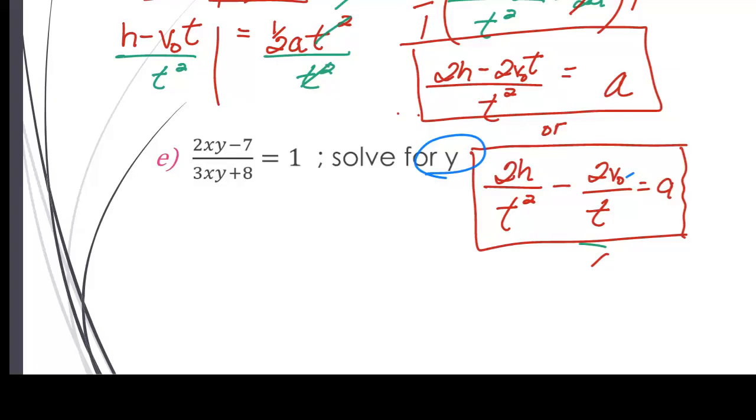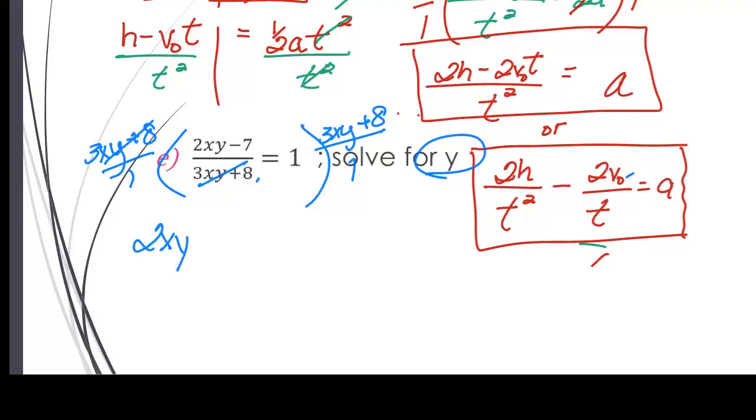Yes, Riley, what do you think? On both sides, right? Really? Yeah, this is in the denominator. Get it out of the denominator. It looks like a fraction. We don't like fractions. I mean, really, who does like fractions? Not I. All right, so if I multiply by that over 1, these cancel out. On the left, I have 2xy minus 7 equals, and on the right, when you multiply anything by 1, you get that same thing, right? 3xy plus 8.